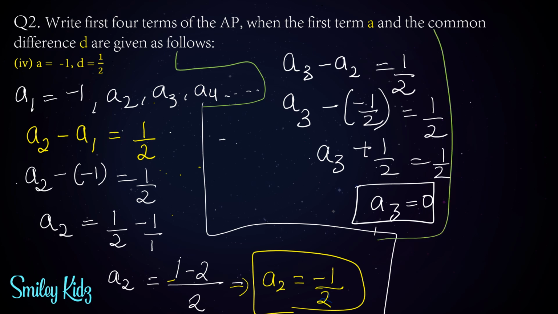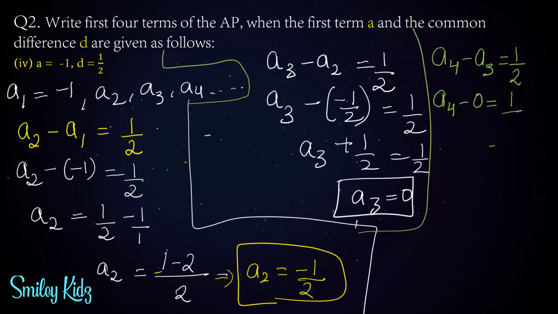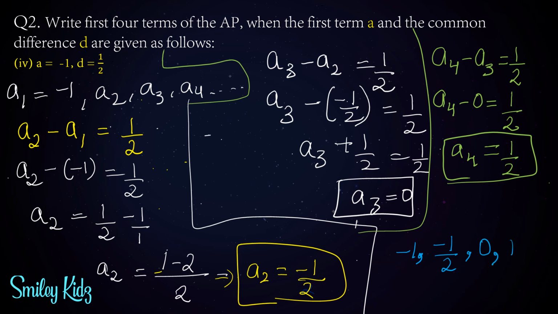Now moving forward, we are going to find out A4. So A4 minus A3 is equal to 1 by 2. Well, wait, we don't know what A4 is, isn't it? So it is A4 minus 0 is equal to 1 by 2. And the value of A4 turns out to be 1 by 2 plus 0, which is 1 by 2 itself. Now what is our series? Our series is minus 1, minus 1 by 2, 0, 1 by 2. This is our AP series.